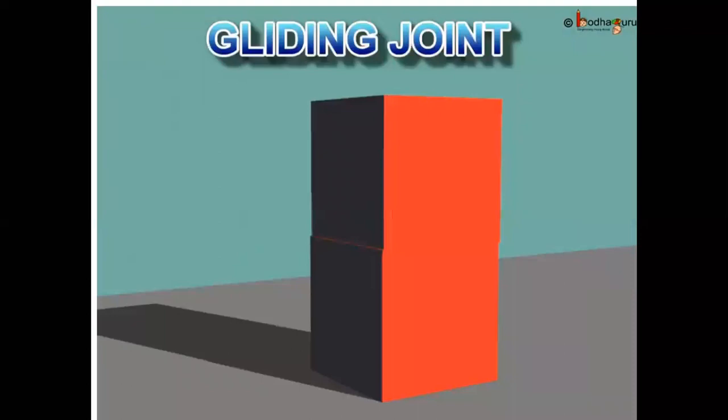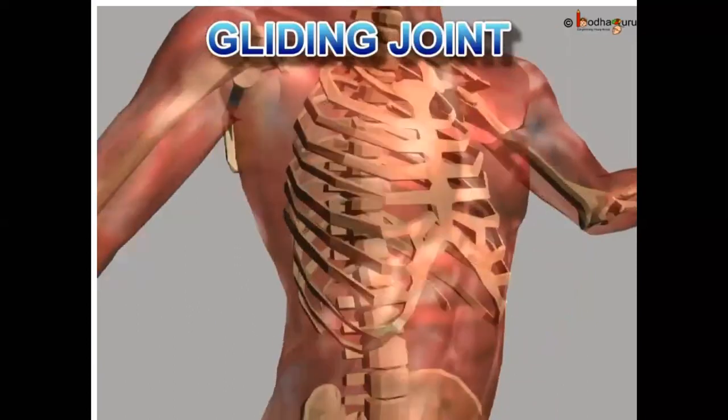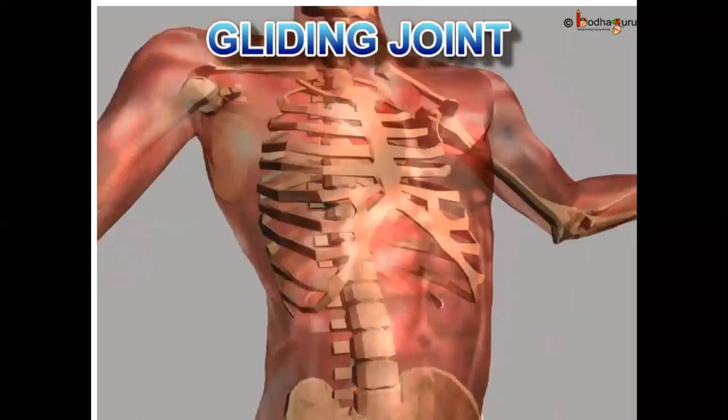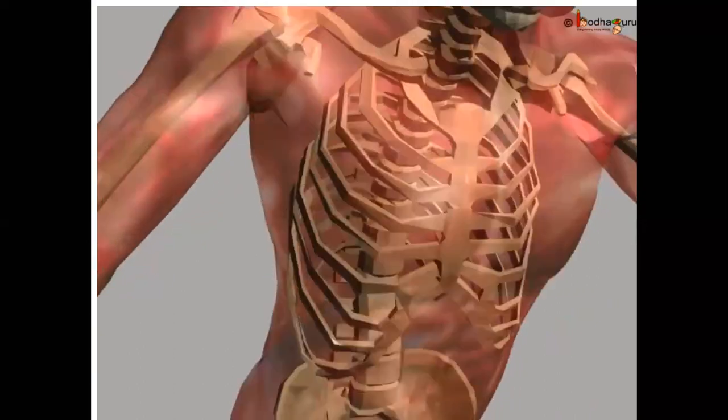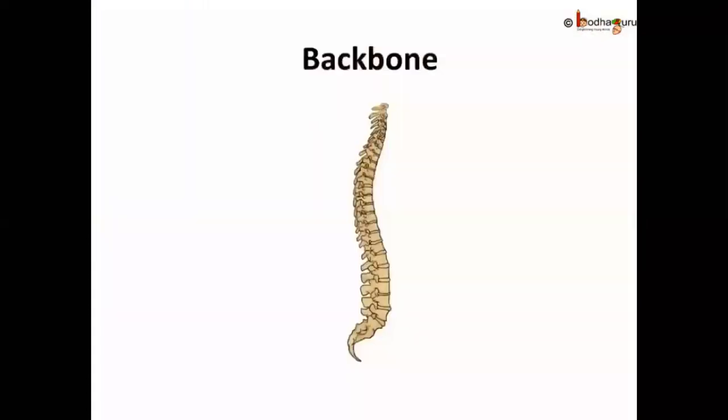And the next one is the gliding joint. It moves in any of these directions. It is found in the bones present in the wrist and the ankle. Understand? These gliding joints are also present in the spinal column, like the wrist portions, and the ankle also, right?